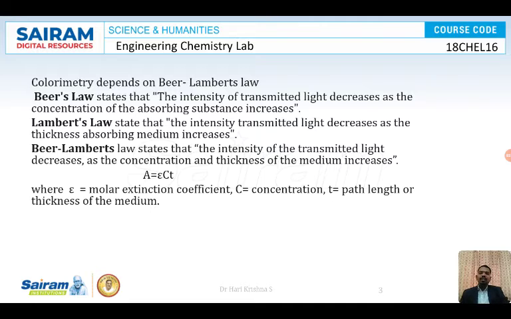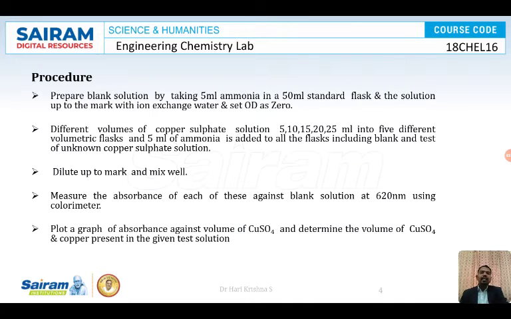Keeping that in mind, the colorimeter was designed. So how do you go about this experiment? We're going to prepare a blank solution. What do we mean by blank? The blank contains everything except the sample. What is the sample here? Copper sulfate. We take 5 ml ammonia and make it up to 50 ml by adding distilled water.